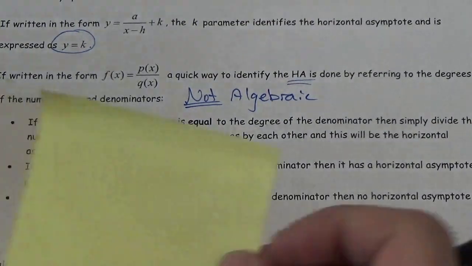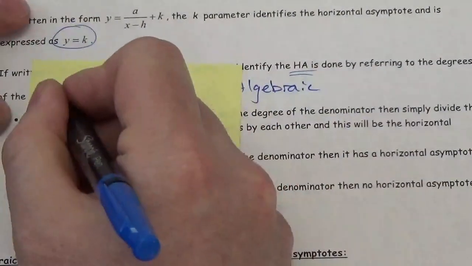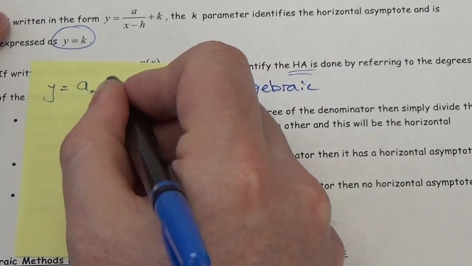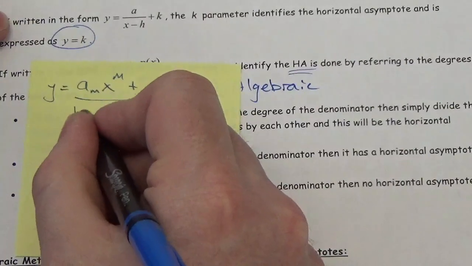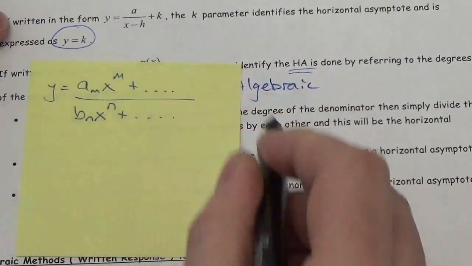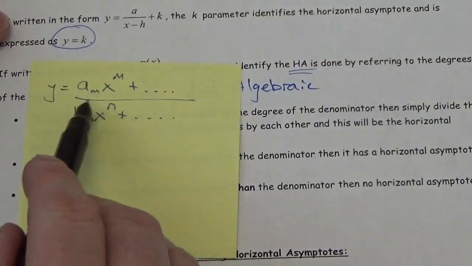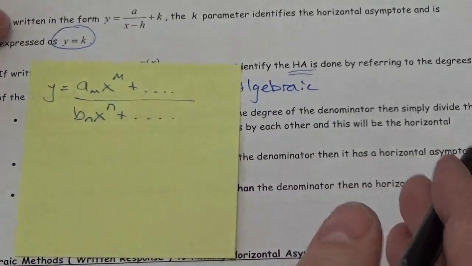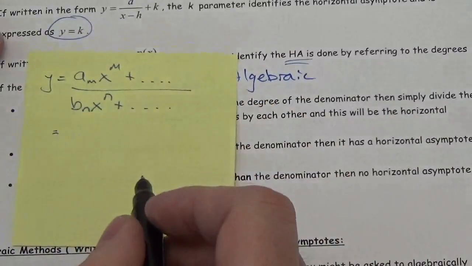Now, normally, the way I would write this out would be something like this. If we've got a rational expression that is, let's say, a sub m x to the m plus dot dot dot, over b sub n x to the n plus dot dot dot. So I've got polynomial over polynomial, and this is my highest degree term here, and this is my highest degree term here. It doesn't even matter what happens afterwards. It makes no difference.